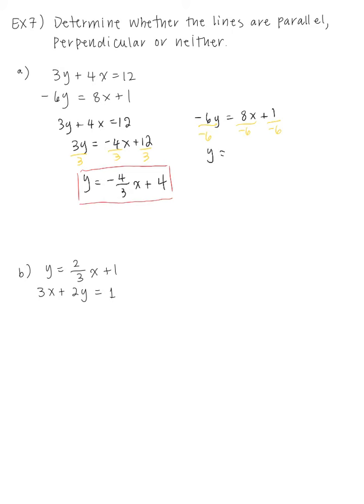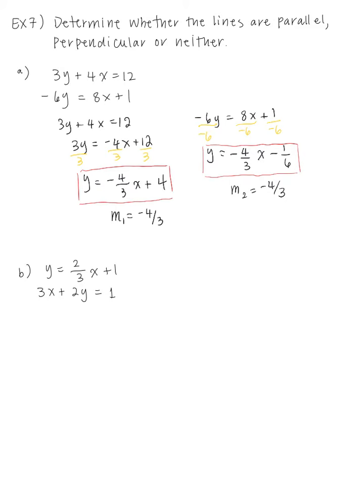You're going to have y equals negative 8/6, which is the same thing as negative 4/3x, and then minus 1/6. So let me box that because they're important. Okay, now let's talk about that. What's the slope of the first line? That's negative 4/3. What's the slope of the second line? Negative 4/3. So what can you conclude? Yes, they are parallel because their slopes are the same.